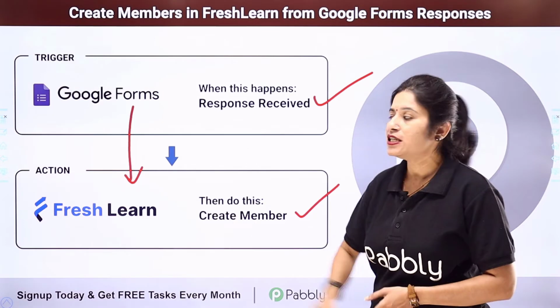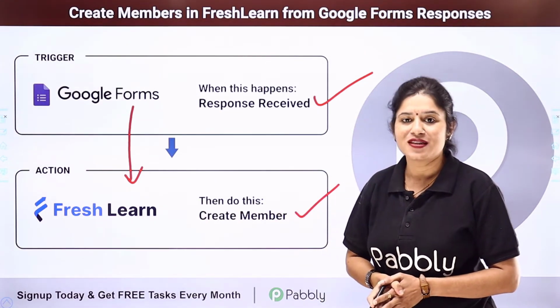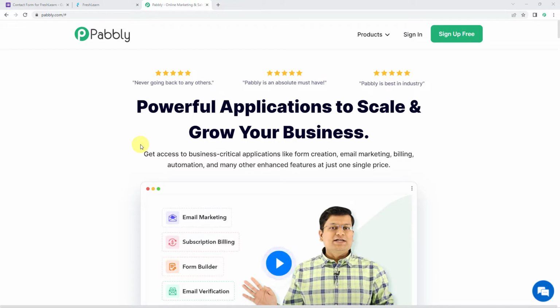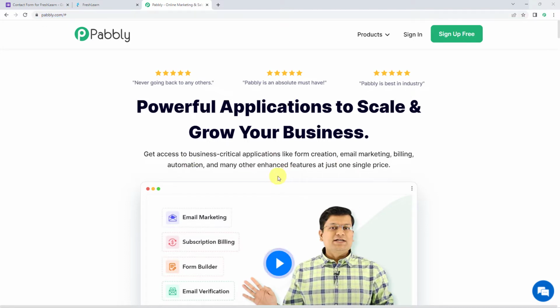So how you can integrate both these software applications using Pabbly Connect? For that, you need to come to my screen. To integrate Google Forms with FreshLearn, first we need to log into pabbly.com. This is the website of Pabbly. Now here we can find two options: sign in, sign up free.